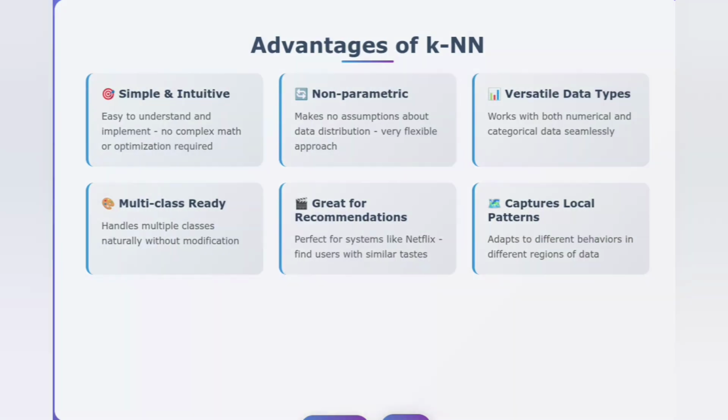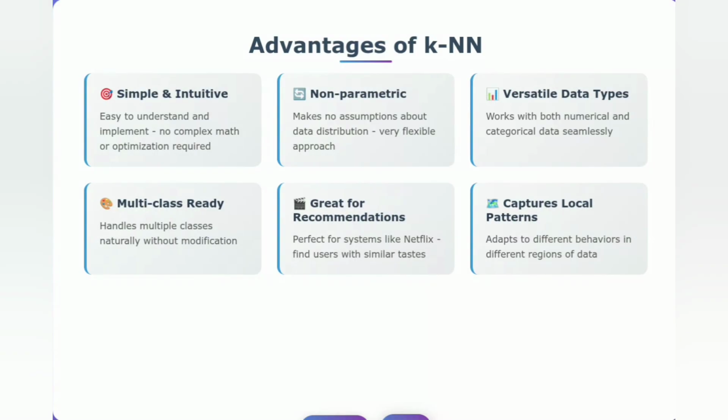KNN has several compelling advantages. First, it's incredibly simple to understand and implement. There's no complex mathematical optimization or parameter tuning during training. It's non-parametric, meaning it doesn't make assumptions about the underlying data distribution. This makes it very flexible and able to capture complex patterns that linear models might miss.